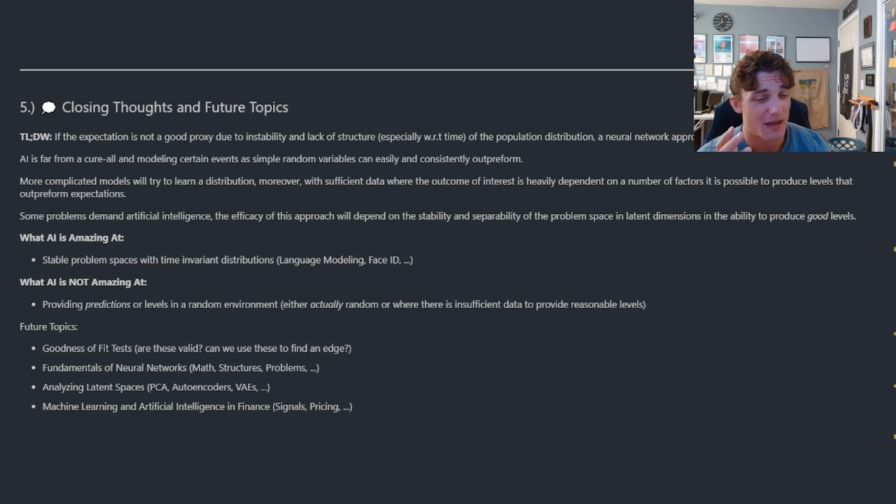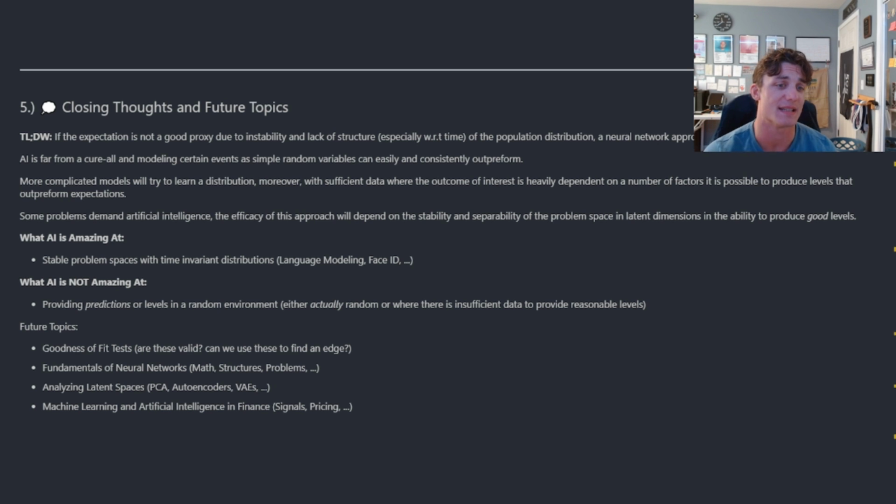Some future topics that are interesting: goodness of fit tests for different types of distributions. Is this actually a geometric distribution? Could be very interesting. Are these valid? Can we use these to find an edge in an algorithmic trading capacity? Could be an interesting future topic. Fundamentals of neural networks. Maybe we could discuss how neural networks function, how they learn, back propagation, forward propagation, different architectures. Hopefully there's interest in these topics.